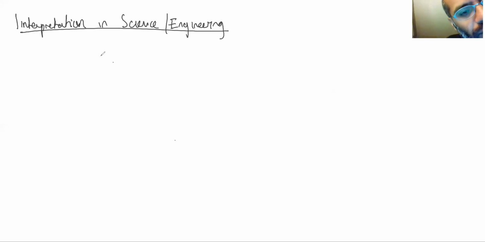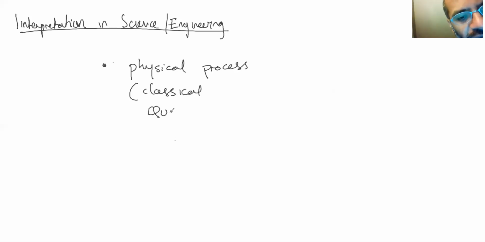Let me tell you a little bit about the interpretation in science and engineering. The interpretation here is that, well, usually you model some physical process, either in classical mechanics or quantum mechanics. I mean, I don't want to get into the details of this, but ultimately you somehow model this by a matrix.